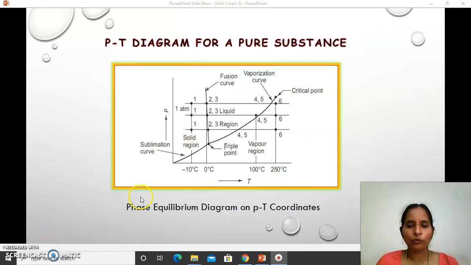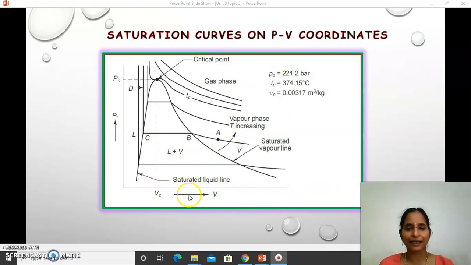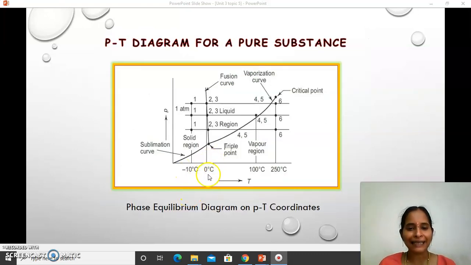Now we are moving to the phase equilibrium diagram in PT coordinates. First we drew the PV diagram, and this is the PT diagram, pressure versus temperature. Here this is 1 atmosphere, this is 2 atmosphere, this is 0.5 atmosphere. You are conducting the same experiment; earlier you observed the volume, but here you are observing the temperature and drawing it.